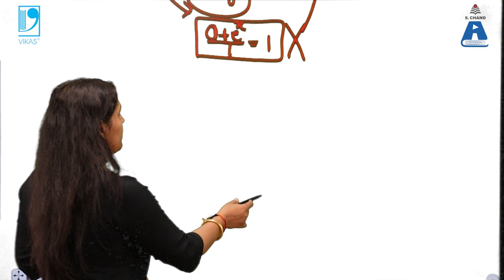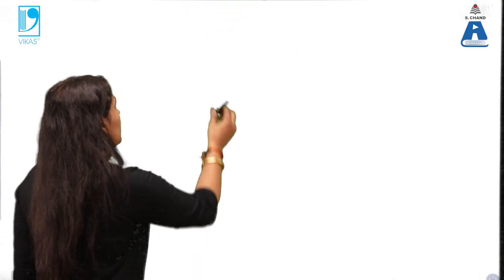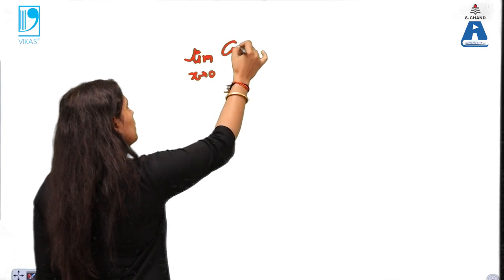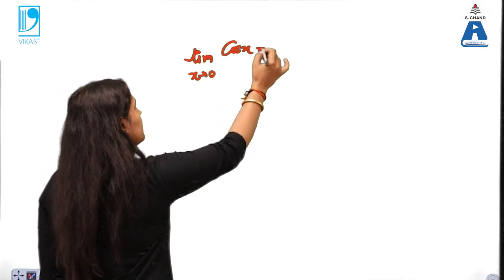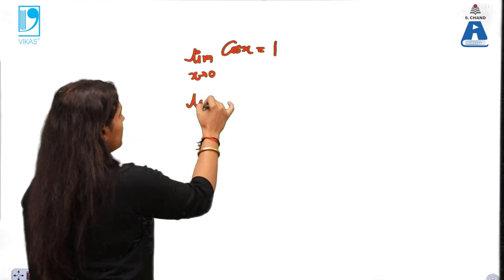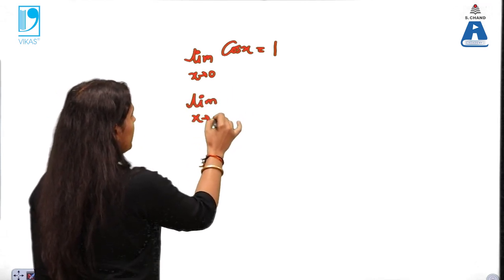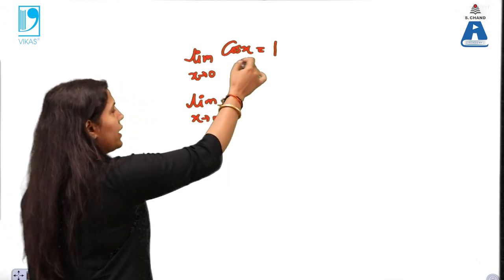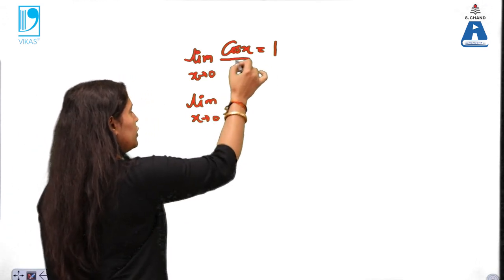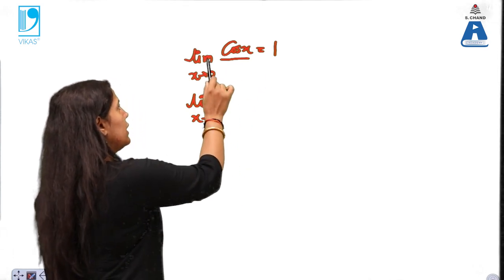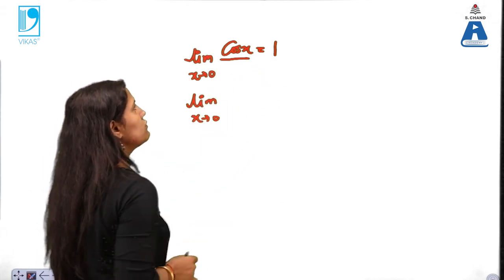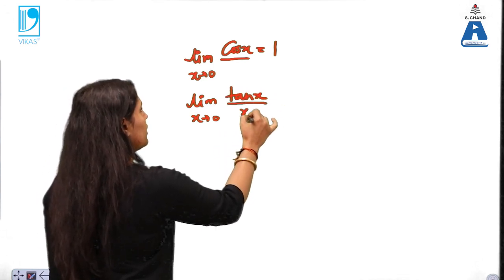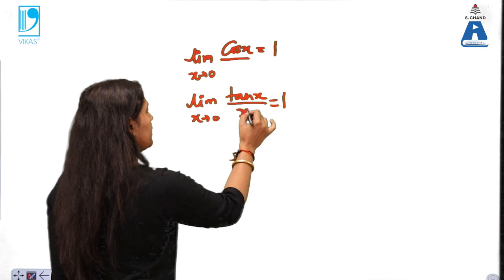The same way, now limit extending to 0 of cos x, be careful, this is 1. These are the standard formulas, and the formulas are coming by L'Hopital rule. Why have I not written x in the denominator? Because there is no need. Limit extending to 0 of cos 0 is 1. We know cos 0 is 1. But for 10x, we have this formula again.